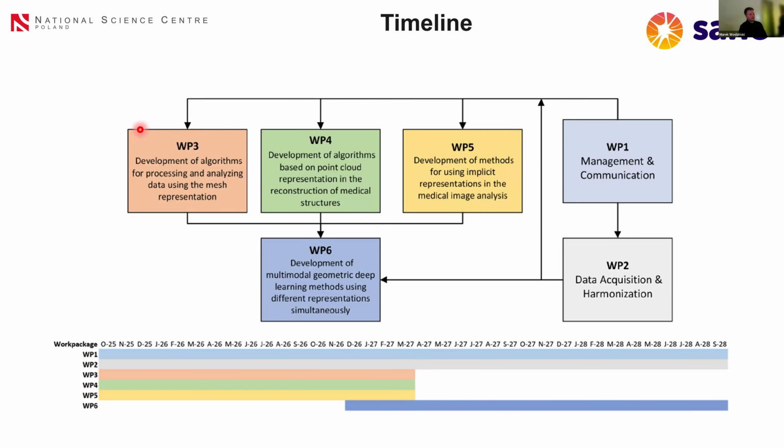After the first year of the project, after the half of the project, we are going to start the main work package of this research. This is work package 6, and it is going to be devoted to multimodal, multi-representational geometric deep learning, where we are going to propose methods that simultaneously use these three geometric representations to solve a particular downstream task.